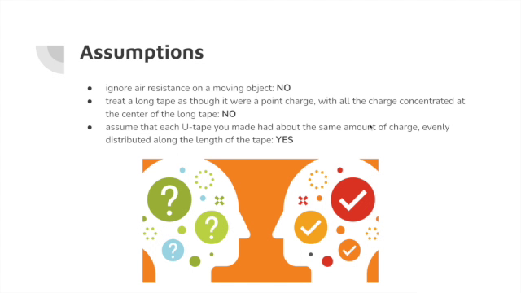So some assumptions about the lab. For the first one, ignore air resistance on a moving object. We can ignore this completely because the object is static and is not moving. The second one is also no because we treated each tape as a line charge instead of a point charge, and no charge on the tape. And thirdly, we can assume that the last one is yes because we assume the charges of the two tapes were the same when we did the lab.